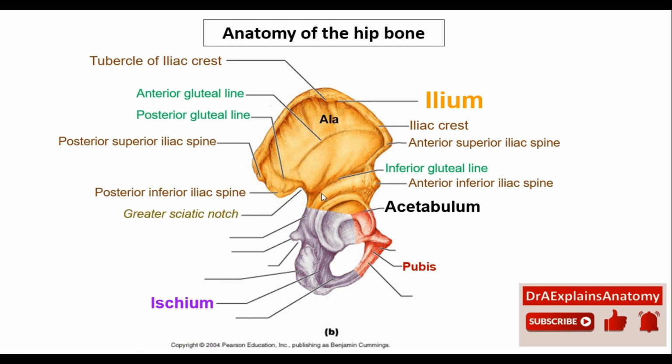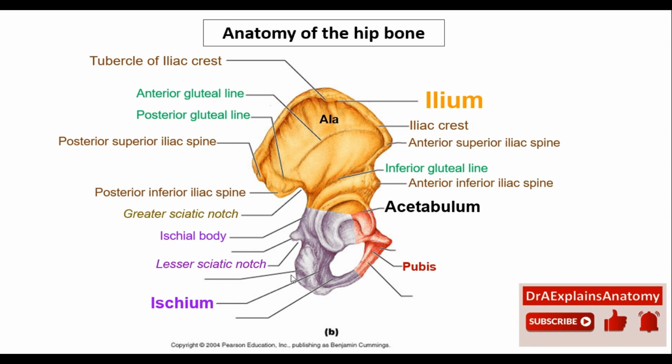This right here is the greater sciatic notch. It looks like an S. Keep in mind that the greater sciatic notch is part of the ilium. This is the lesser sciatic notch, which is part of the ischium. So you have a bigger one and you have a smaller one, the greater versus the lesser sciatic notch.